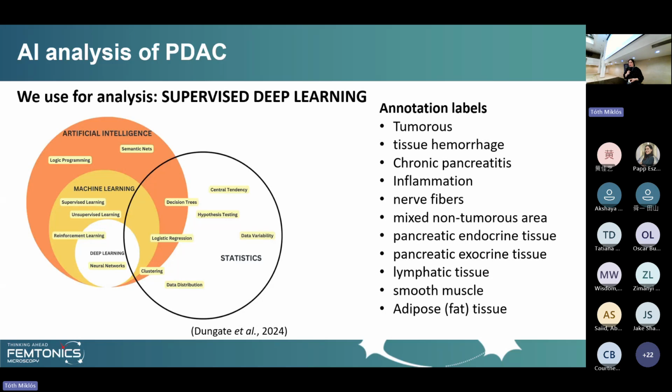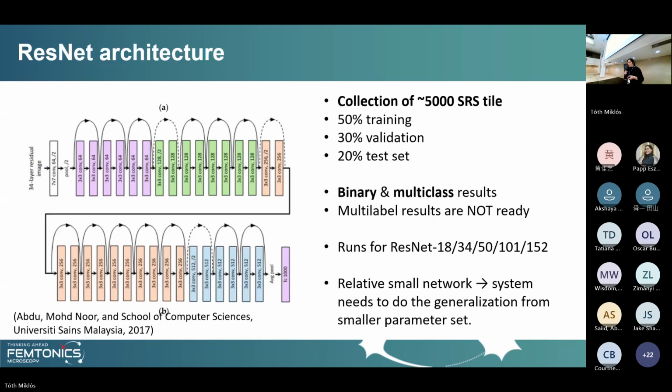We used supervised deep learning, meaning that the model was trained on images where the labels were also known to the system. That's why the goal was to learn the relationship between SRS image patterns and pathological tissue categories. For classification, we use residual convolutional neural networks, or ResNets, with many different layers. So we tried it with different layer depths.